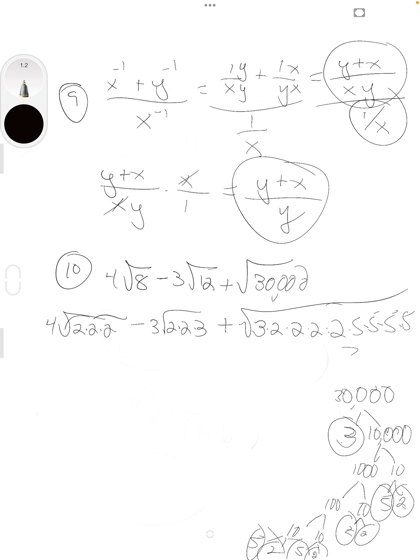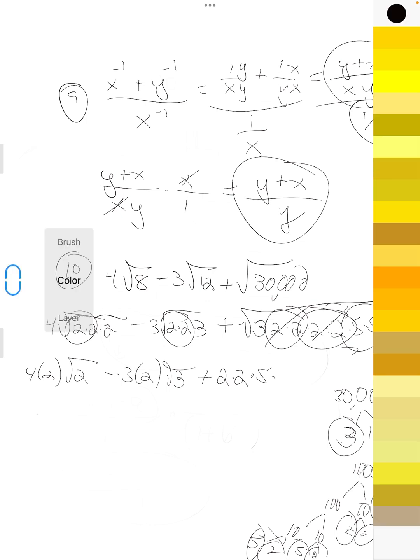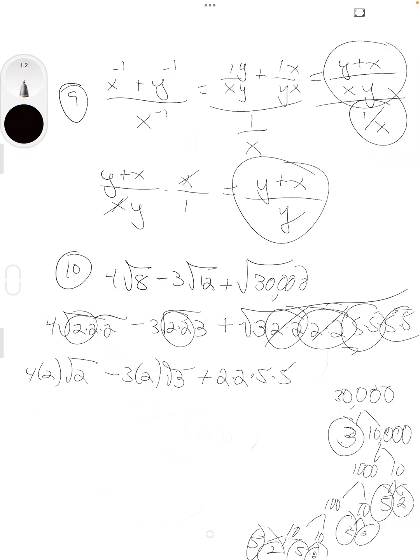Okay, so I'm going to pull that out. So this becomes 4 times 2, that's the square root of 2, minus, I'm going to pull that one out, 3 times 2, square root of 3, plus I'm going to pull out 1, 2. That's 2 times 2. And then I'm going to pull out a 5. I'm going to pull out another 5. And square root of 3.